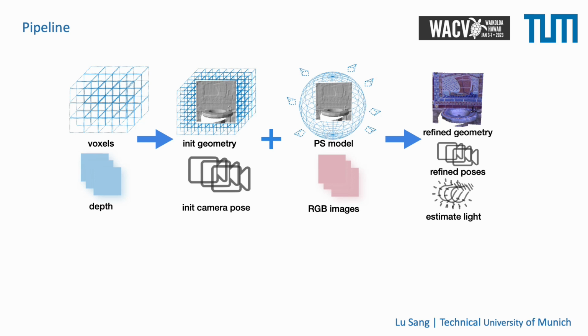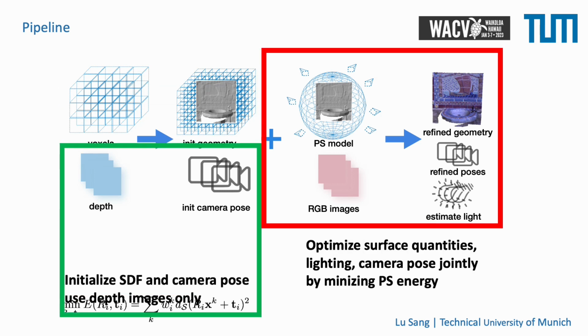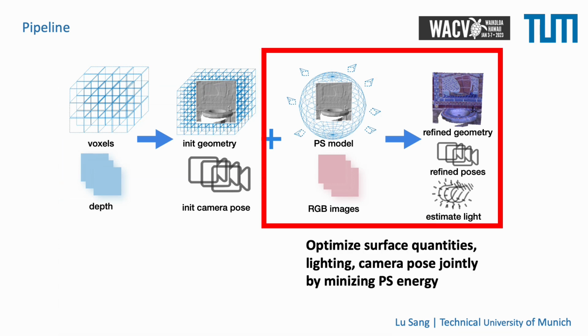To summarize, the complete pipeline of our work is as follows. Given an RGB-D data sequence, we first use only depth images to minimize the geometry error to estimate the camera pose and initialize the Gradient-SDF volume. Second, we use the RGB images to minimize the voxel PS energy to refine the lighting, surface quantities, and camera pose.